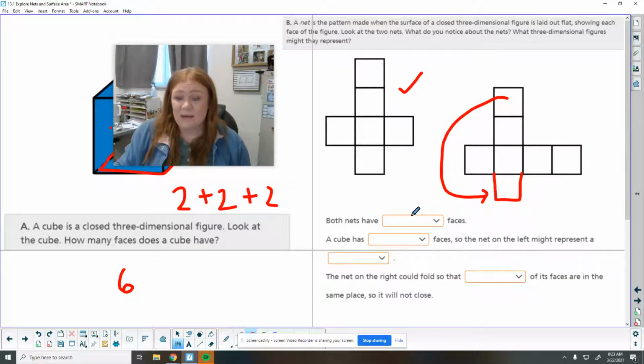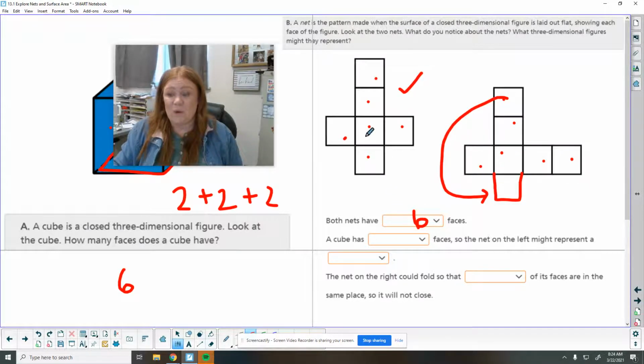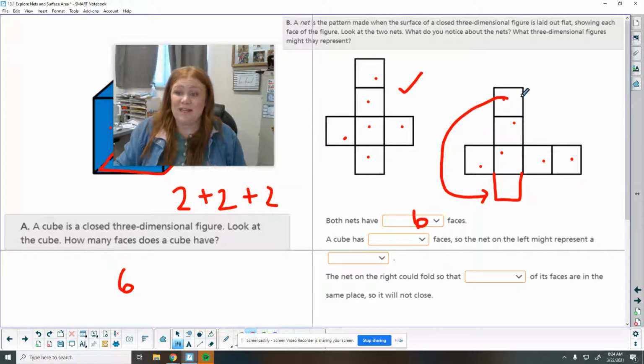So yes, they both have 1, 2, 3, 4, 5, 6. Yes, they have 6 faces. And a cube has 6 faces. So yes, they could make a cube. But this one is going to fold up on itself. So it will not actually close up.